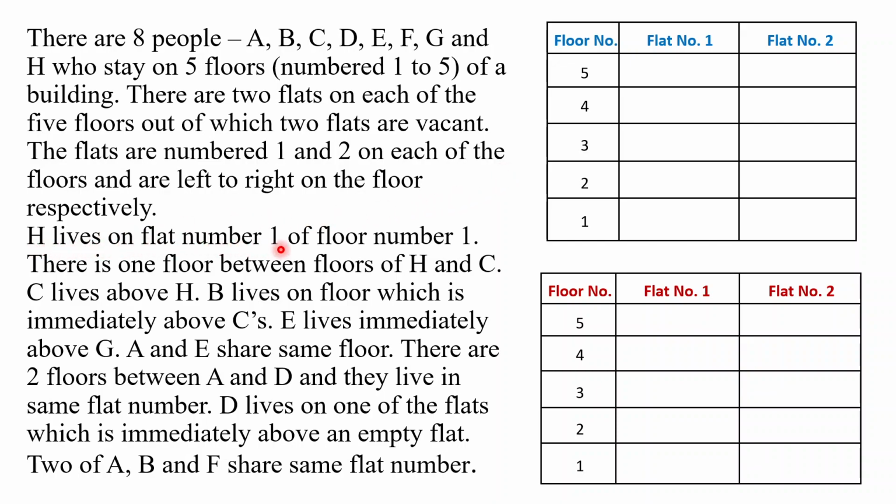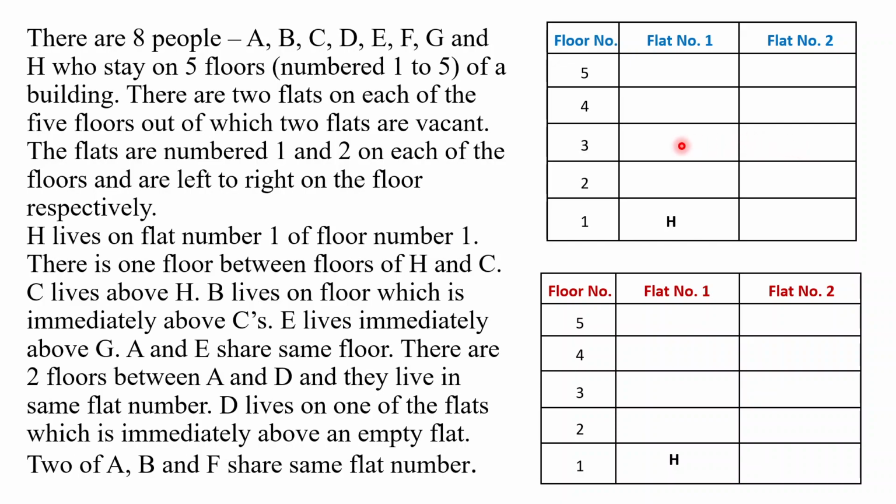H lives on flat number 1 of floor number 1. So this is floor number 1, and flat number 1 of floor number 1 means this flat. So H will be living here both in case number 1 and case number 2. So let's place H. So here H is here in case number 1, and same is the case in case number 2. Now next it is given there is one floor between floors of H and C. So when the question says there is one floor, means we have to consider the entire floor. Okay, so in this case we will consider the entire second floor. So C will be placed here at floor number 3, either in flat number 1 or in flat number 2.